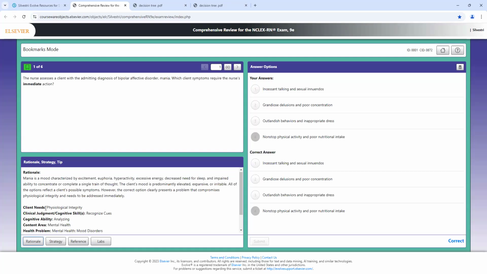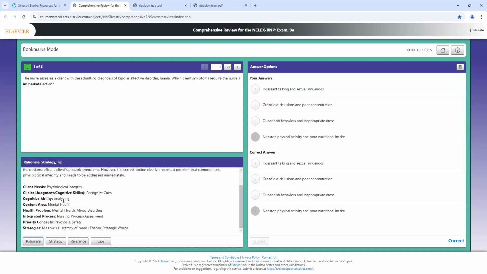Mania is a mood characterized by excitement, hyperactivity, euphoria, excessive energy, right? Client's mood with mania may be elevated, expansive, or irritable. They have a hard time concentrating, okay? All of the options reflect a client's possible symptoms, right, with mania. However, the one that is the problem is the one that compromises physiological integrity. So let's keep reading. We're not done yet.